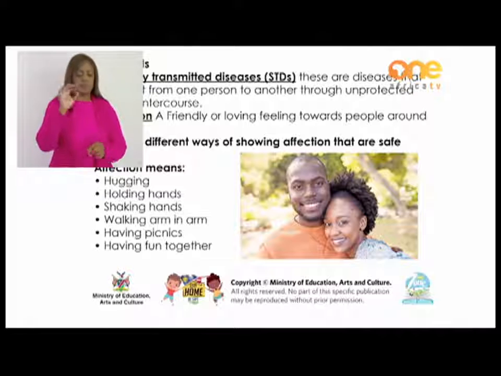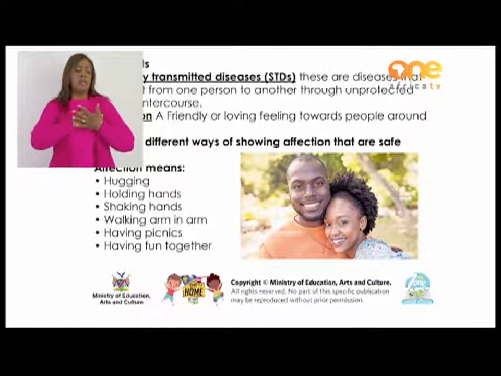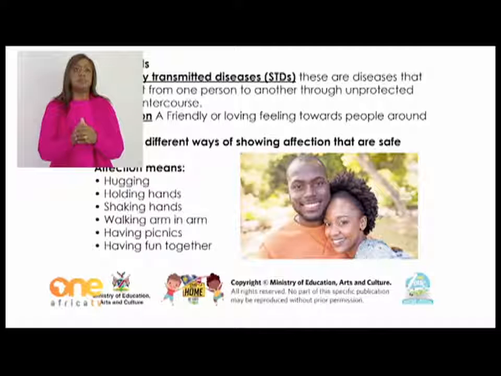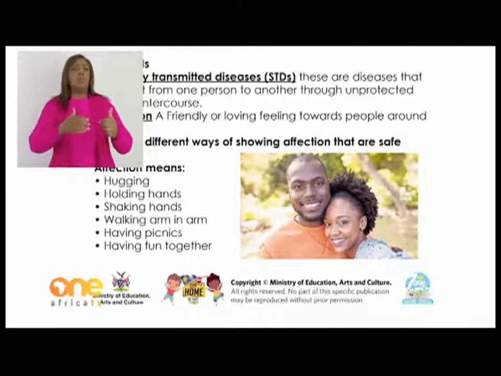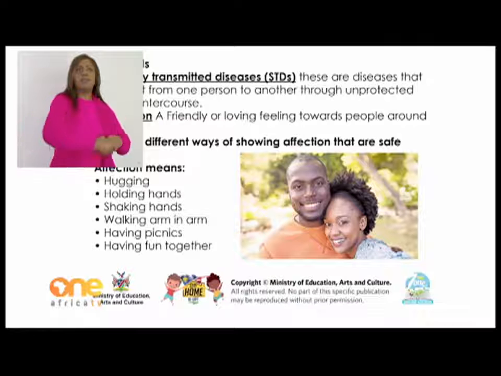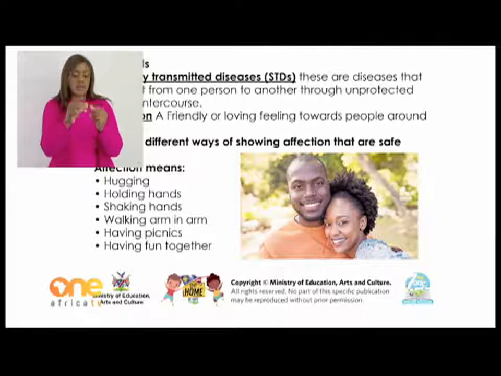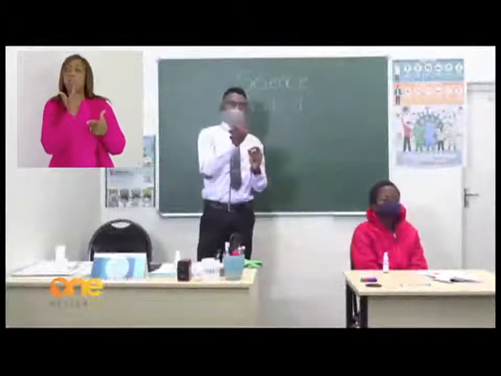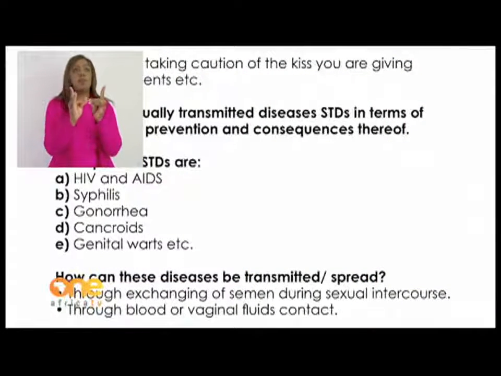Our first competence says a learner in grade 7 must be able to describe different ways of showing affection that are safe. The different ways of showing affection that are safe are: hugging, holding hands, shaking hands, walking arm in arm, having picnics, having fun together, and kissing. But when kissing, you must take some caution, because if the person you are kissing has an open cut on his or her lips, and you also have an open cut on your lips, that might end up transmitting the virus.